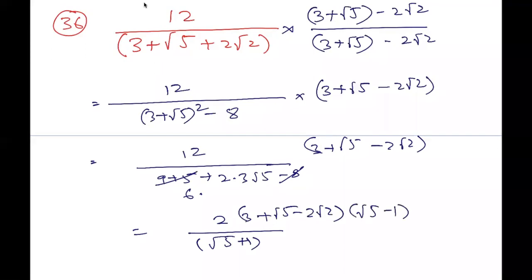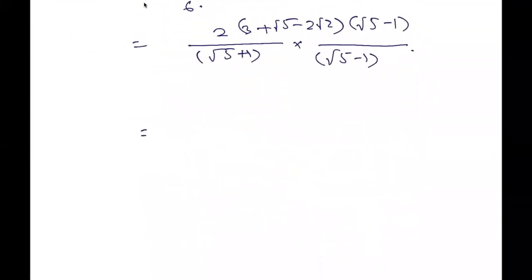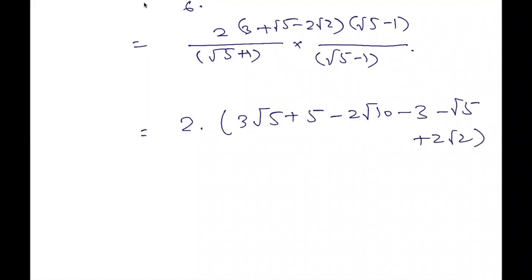That's the reason this is called double rationalization, root 5 minus 1, right? 2 times, this is 3 root 5 plus 5 minus 2 root 10 minus 3 minus root 5 plus 2 root 2 upon 4, right?